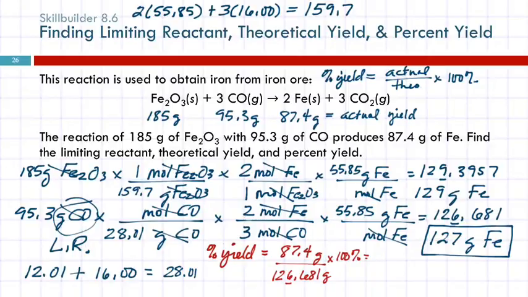This answer should have 3 significant figures. I'm getting 68.99219, and if I keep 3, this 9 causes me to round this 9 up, so that's going to be a 0, and the 8 is going to round up to a 9. I'm going to get 69.0 as my percent yield. So that's my percent yield, and this is my theoretical yield.